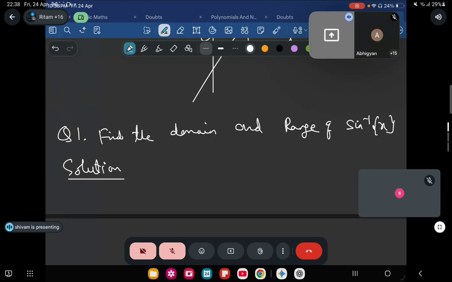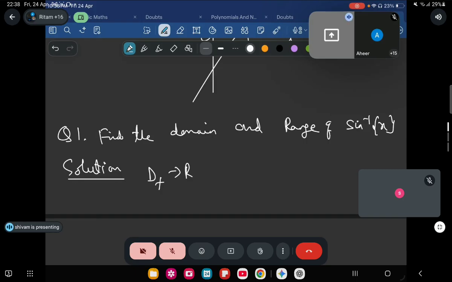Is there any value of x which we cannot substitute over here? Tell me, everyone. Sine inverse of the fractional part of x. Is there any value of x which we cannot substitute? No. So the domain is all real. Okay.